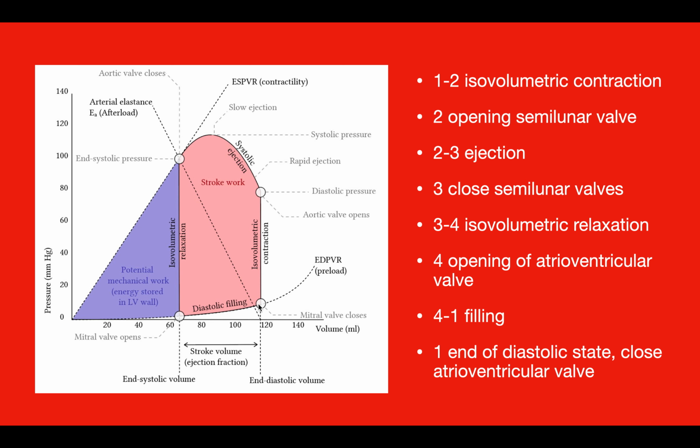Close the atrioventricular valve. So the isovolumetric side, this is going to be the potential mechanical work stored in the left ventricle wall. So this is kind of similar to the right ventricle. This would be a little bit smaller since the right ventricle is a little bit smaller, but essentially the pressure volume loop is going to be the same. And it's important to know this chart like the back of your hand. Sorry if it sounds really repetitive, but that's just the way it is.